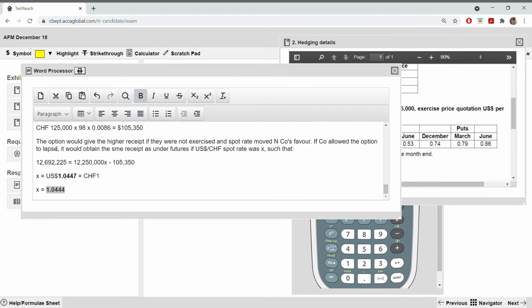So they are saying the option would give the higher receipt if they were not exercised and the spot rate moved in the company's favor. If the option was allowed to lapse, it would receive the same receipt as under futures. Okay, if this was the rate, then the future and the option would receive the same receipt. That's why we found all this X, to show at which rate the receipt will be the same, right? And if the option is not exercised, then the option is better. If the option is exercised, future is better. So all three scenarios they have given to you.